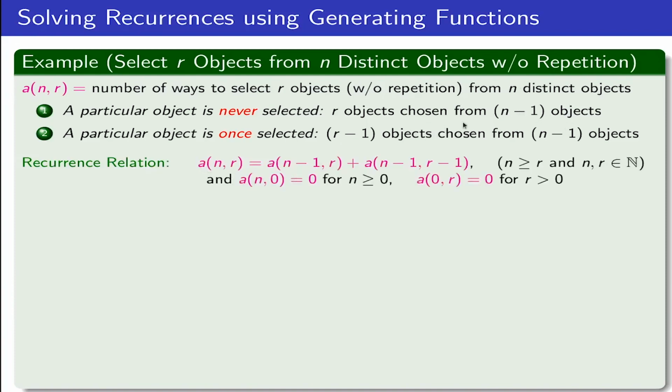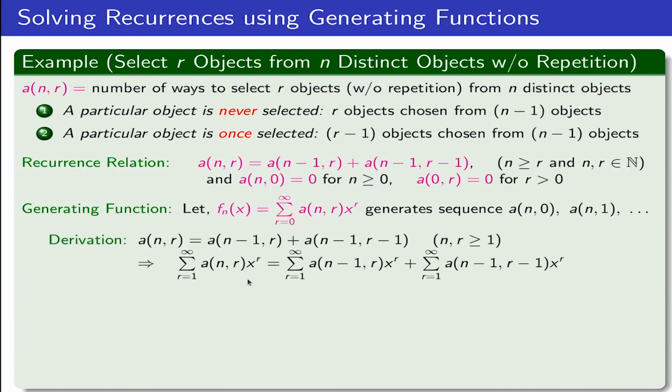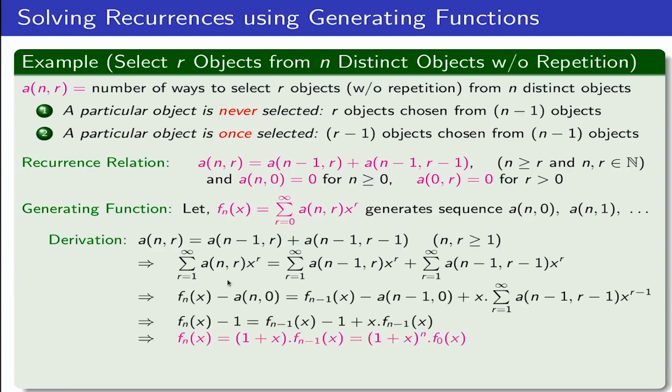Same way, a_{n,r} equals a_{n-1,r} plus a_{n-1,r-1}. And again here there is a mistake, it will be 1. So there is only one way: if you do not give me any object, I will not choose. This is the only way. So again, go by the generating function and see what the formula is and the coefficient of x to the power r. So we have done it this way.